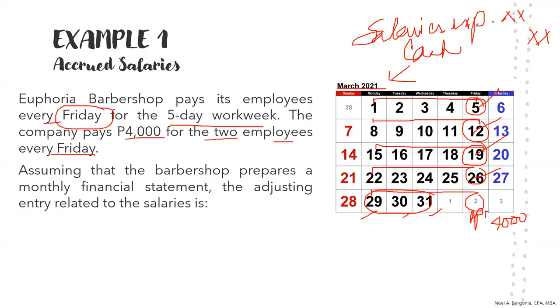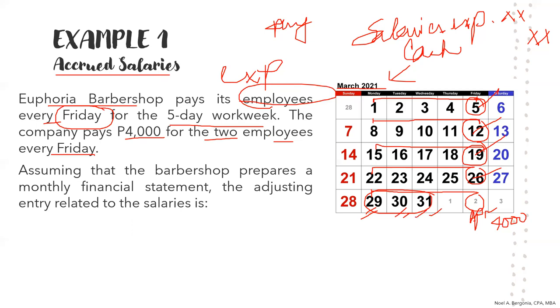Kung makikita ninyo ha, tayo si Euphoria Barbershop. Tayo yung gumamit ng services ng employees. So we have expense. And then, hindi pa tayo bayad, di ba? Kasi we need to pay on April. So that means we have a payable. So ayun, dun natin nakuha na, hey, that is considered as an accrued expense related to the accrued salaries. Okay, so ilang araw nga? 3 araw na hindi pa tayo nakapagbayad. So we need to accrue.